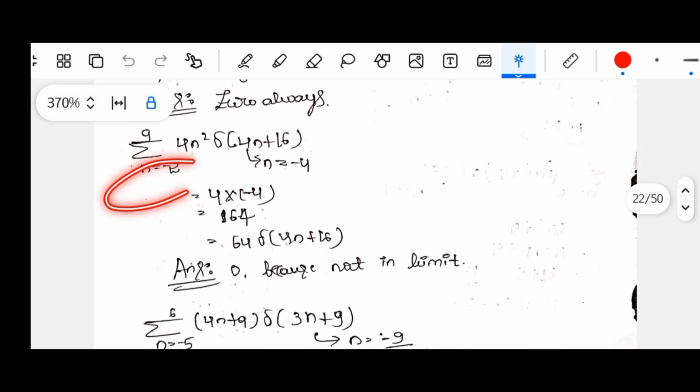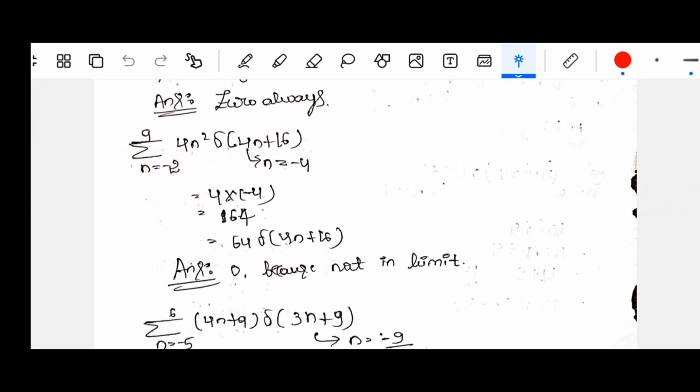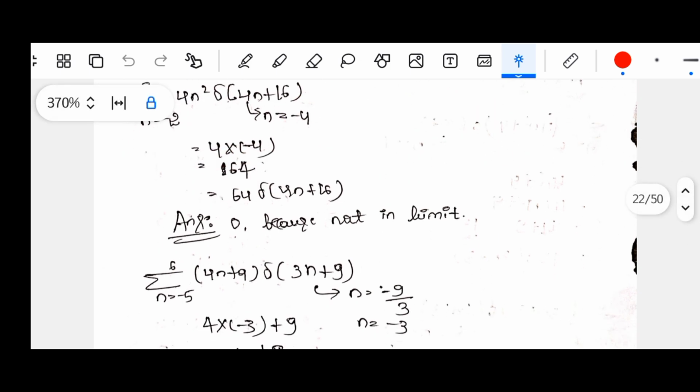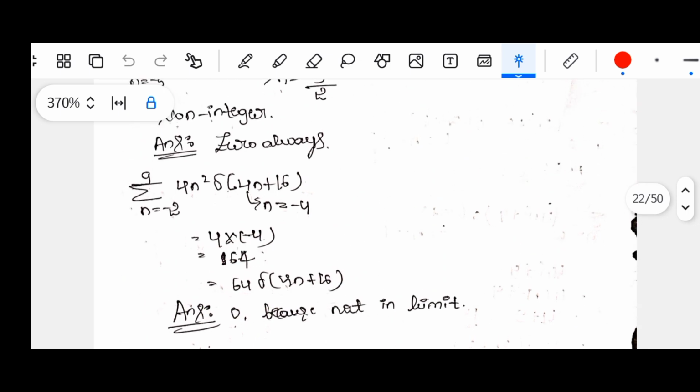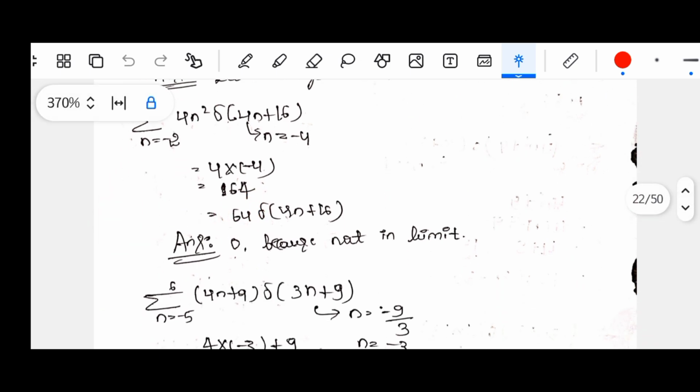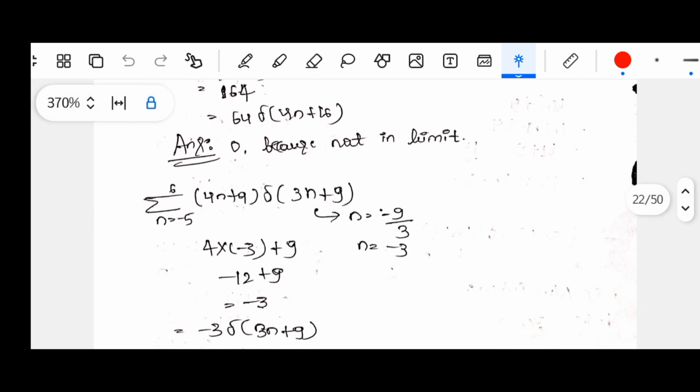Summation of n is equal to minus 2 to 9, 4n square delta of 4n plus 16. Here we get the location as minus 4. So keep this minus 4 in the place of n. 4 into minus 4 will be 64. 64 into delta of 4n plus 16. See, here we get the value 64, but that 64 is not in the summation limit. Therefore, the answer will be 0.